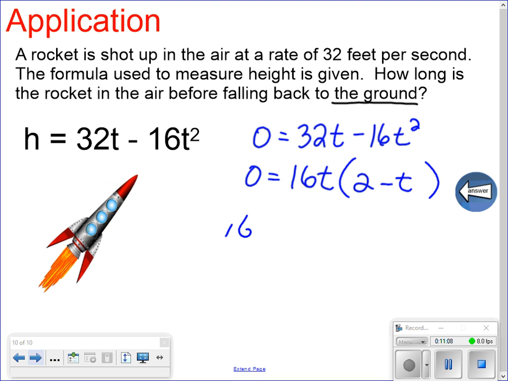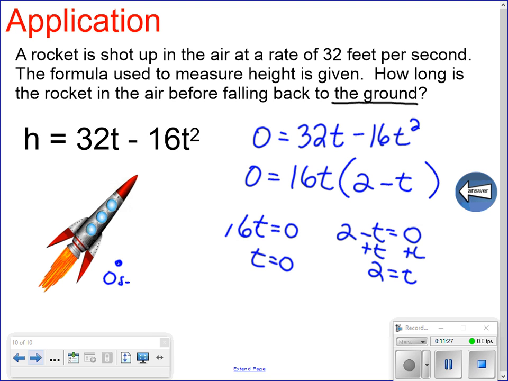Set each of your factors equal to 0. So 16t equals 0. 2 minus t equals 0. So I know that t is going to be equal to 0 on the first one. If I add t on both sides, then I get t is equal to 2. And so I know that my rocket started on the ground at 0 seconds, went up in the air, and came back down to the ground after 2 seconds. So the rocket was in the air for 2 seconds before falling back to the ground. This is how we solve polynomial equations using the zero product property.